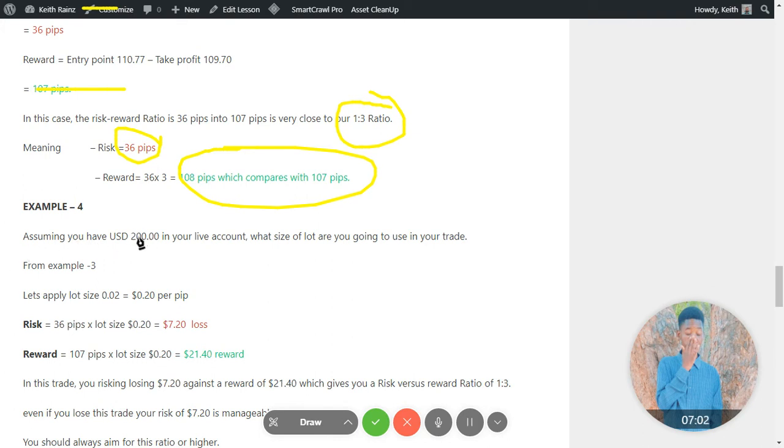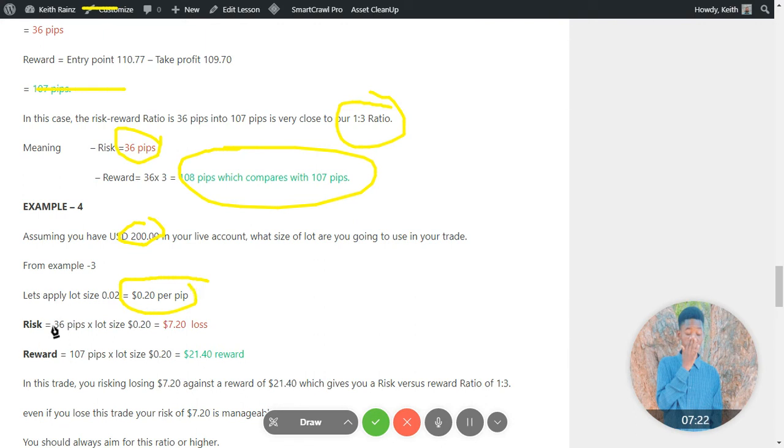Assuming that you've got $200 in your live account or demo, what size of lot are you going to use in your trade? This is the interesting part you've reached now. So from example 3, let's apply a lot size of 0.02, which is $0.20 per pip.